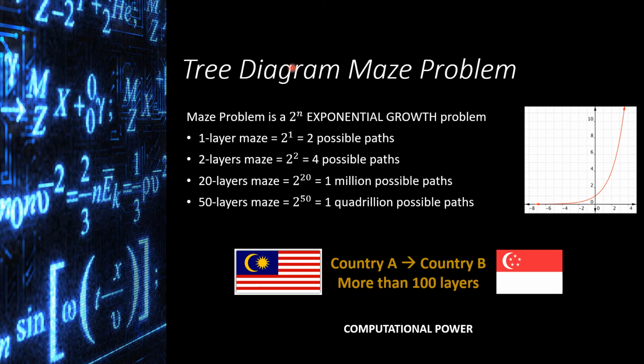The tree-diagram maze is a common 2 to the power of n exponential growth problem. When the number of layers increases, the number of possible paths will be increased exponentially with the value of 2 to the power of n. For example, one layer maze will have 2 possible paths. Two layers maze will have 4 possible paths. 20 layers maze will have 1 million possible paths, and 50 layers maze will have 1 quadrillion possible paths. So, if the maze navigation is improved to be navigated between two countries, the more layers will be in between. And the biggest concern will be the computational power.